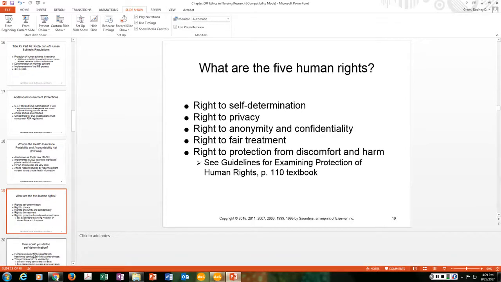What are the 5 human rights? Here they are: the right to self-determination, right to privacy, to anonymity and confidentiality, to fair treatment, and to protection from discomfort and harm. I urge you to look at page 110 in your textbook that gives you guidelines for examining the protection of human rights. And you can start using those when you start critiquing studies.